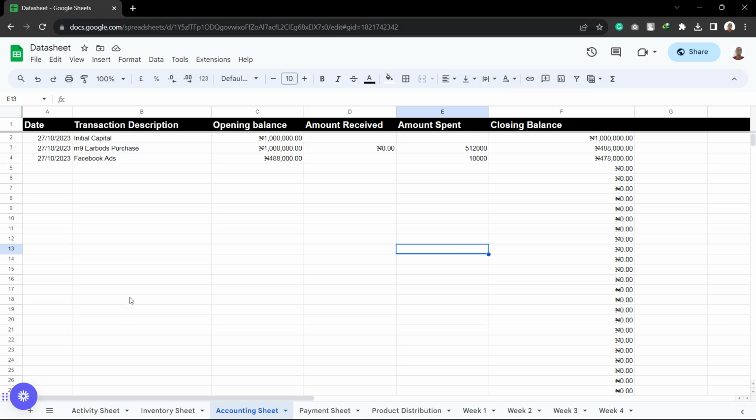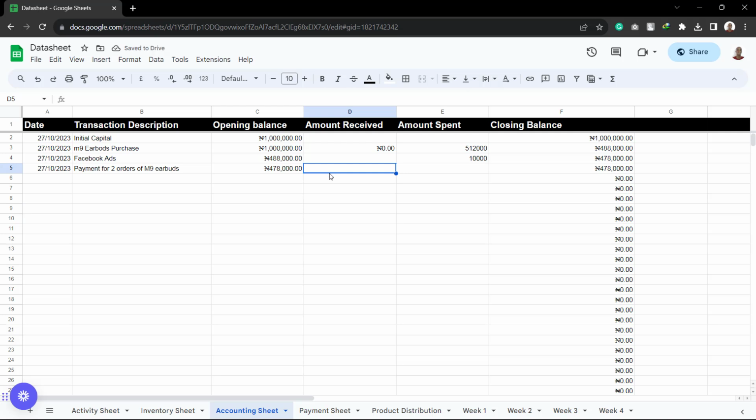Let's say today again, we had a number of deliveries. So today, 27th of October 2023, we also received payment for maybe 2 orders. So we receive payment of 2 orders of M9 earbuds. So what's our opening balance? Exactly, our opening balance is equal to our previous closing balance, which is 478 thousand naira.